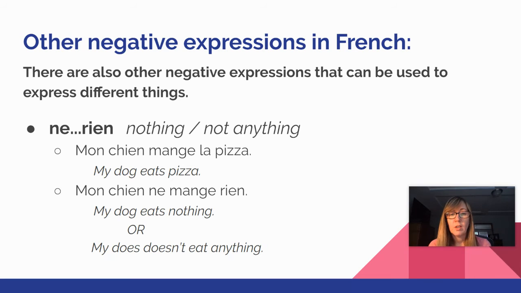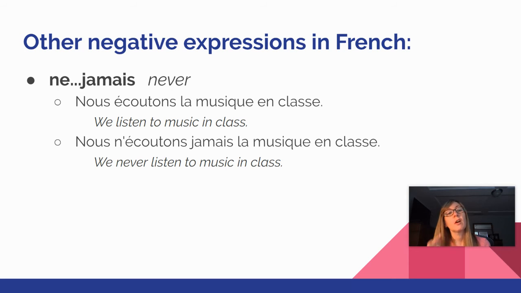And you'll notice in this particular example, we took out la pizza when we made that sentence negative, because if you're saying my dog eats nothing, you're not going to say my dog eats nothing, the pizza. That wouldn't make sense. So oftentimes when you're using rien, you're going to have to take something out of the sentence. The next one we're going to talk about is ne jamais, which means never.